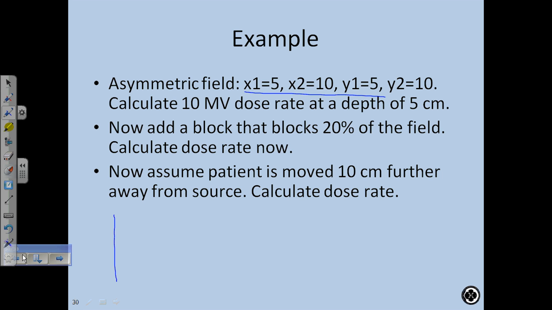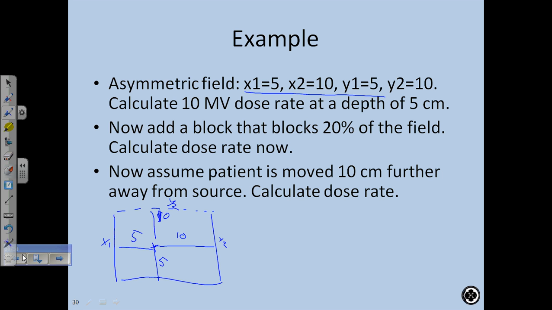X1 is 5. X1's on the left. X2 is 10. Here's the central axis, so X2 is 10. Y1 is 5. Oops, sorry, that's Y2. Y2 is 10. This is not to scale. Y1 is 5. So we have an asymmetric field.